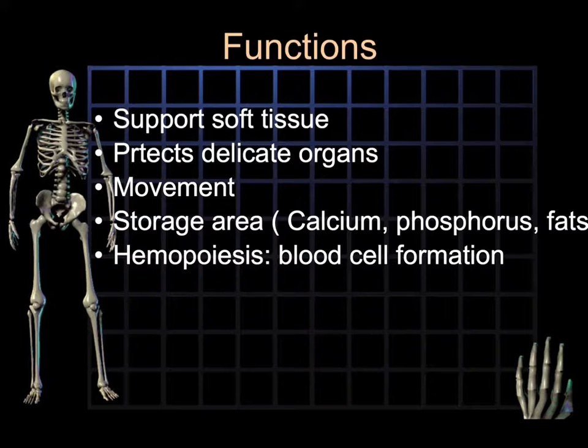So the functions of the skeletal system include supporting the soft tissue and protecting the delicate organs that lie below the bones, allowing for various types of movement, and serving as a storage area. Storage for calcium, phosphorus, fats, and various other minerals. Also for blood cell formation, also known as hemopoiesis.